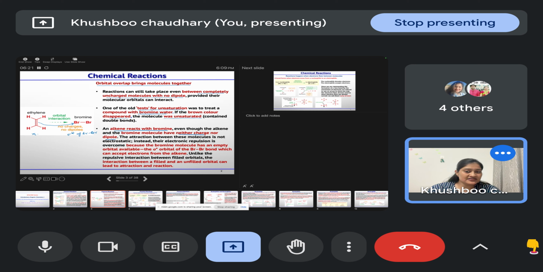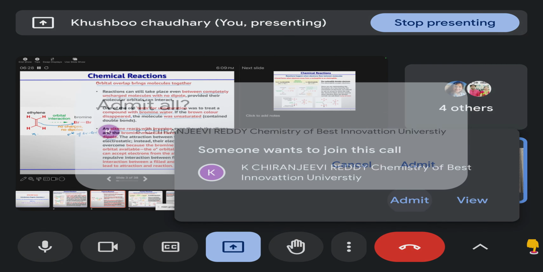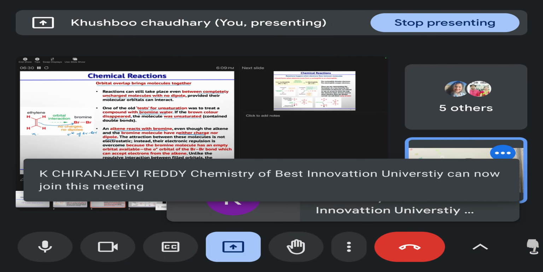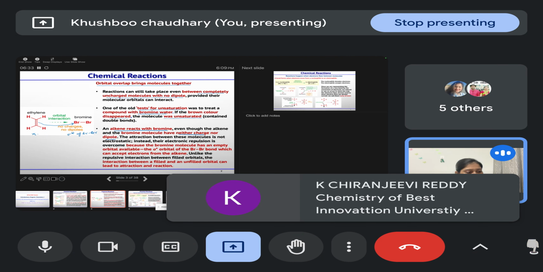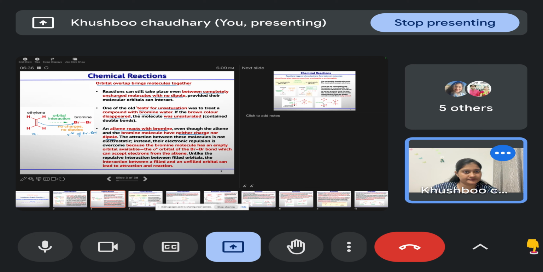Are both causes clear to you, that because of charged species attraction can take place, or because of orbital overlap molecules can come together? Understandable? Okay, let's move further.